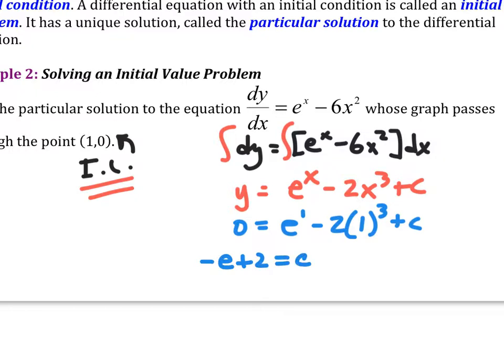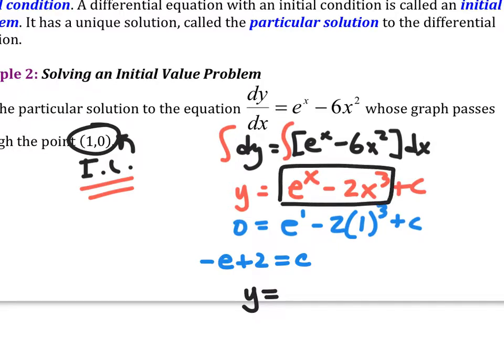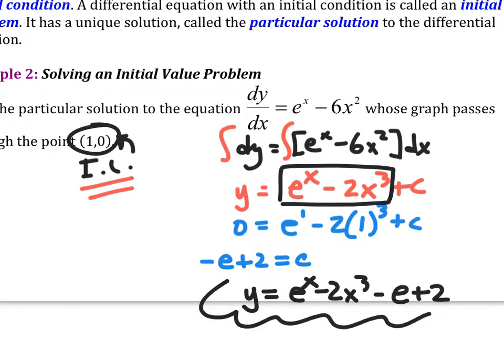So the particular solution to this differential equation with initial condition 1, 0 would be y equals everything we see here plus our initial condition. So e to the x minus 2x cubed minus e plus 2. If you took the derivative of that, you would get our original.